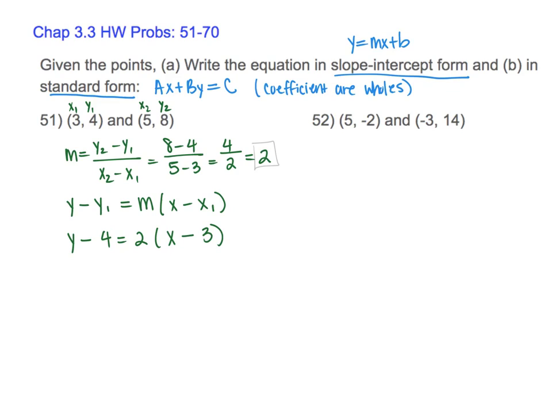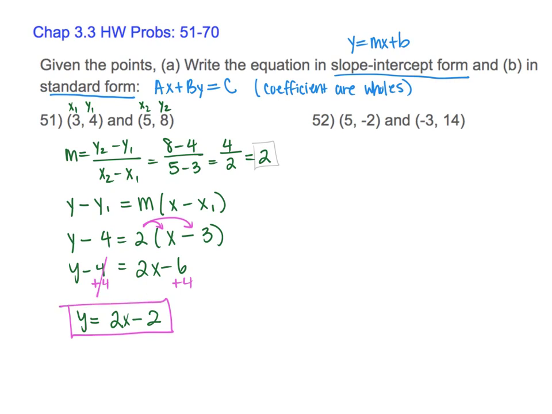So now what I'm going to do is try to get the y by itself. But let's first distribute this 2 in front. So that's going to give me 2x minus 6 on this side and a 4 on this side. And to get this y by itself, I've got to move over this 4. So I'm going to add 4 to both sides. So that cancels. So my y is equal to 2x, negative 6 plus 4 gives me a negative 2. So now I have it in slope-intercept form.